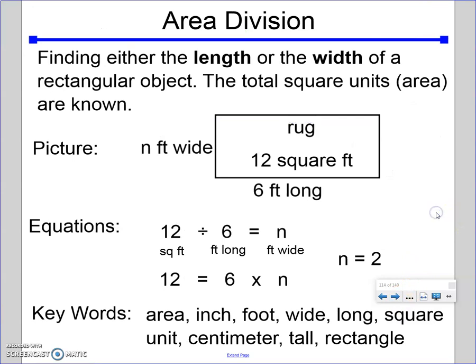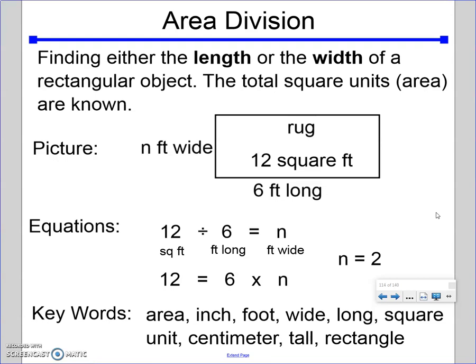Now let's think about area division. Area division story problems are problems where you're finding either the length or the width of a rectangular object. The total square units, or area, are known, which is how an area division problem is different from an area multiplication problem. To represent an area division problem, we draw the rectangular item, and we show the known total area in square units, as well as both the known and unknown side lengths.